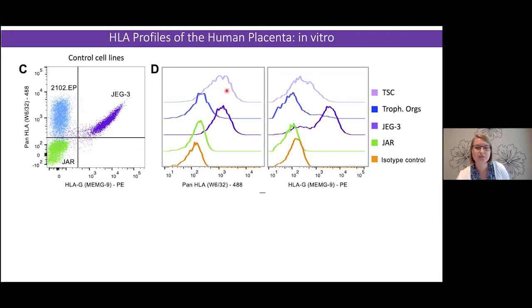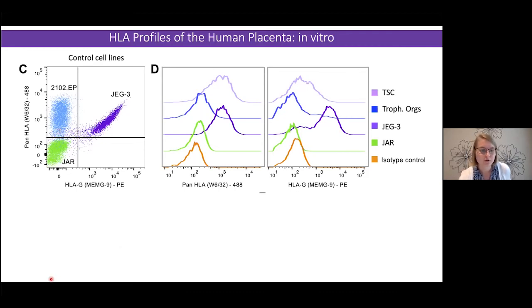However, when we looked at the 2-dimensional trophoblast stem cell model, you can see that the class 1 is positive here, and they are negative for HLA-G, which is actually most like this non-trophoblast cell line here. So we were a little confused by what this might mean.